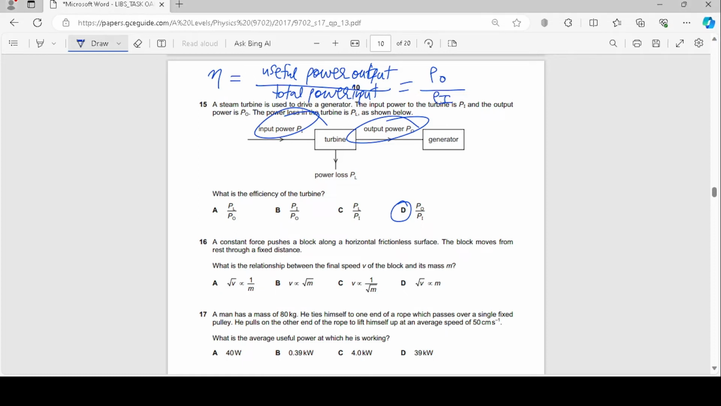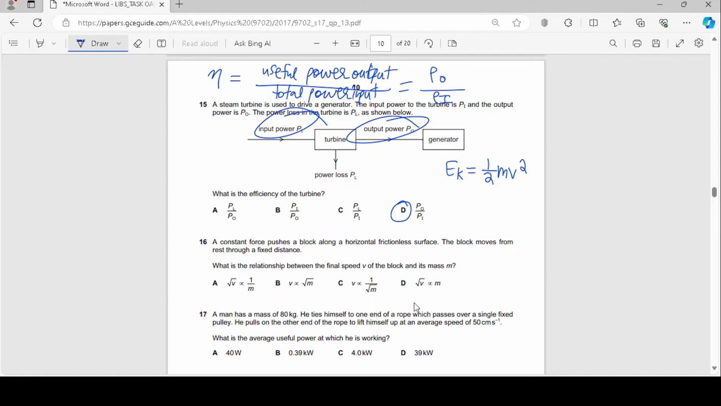Then the block moves from rest through a fixed distance. So what is the relationship between the final speed v of the block and its mass m? I see a lot of square roots. I would assume the equation we're thinking about is kinetic energy equals half mv squared. That's quite a common equation we use to relate mass and, well, volume. Why would we keep saying volume?